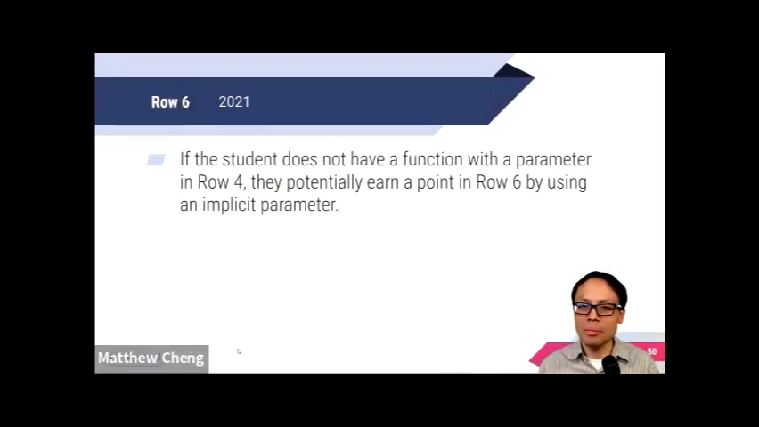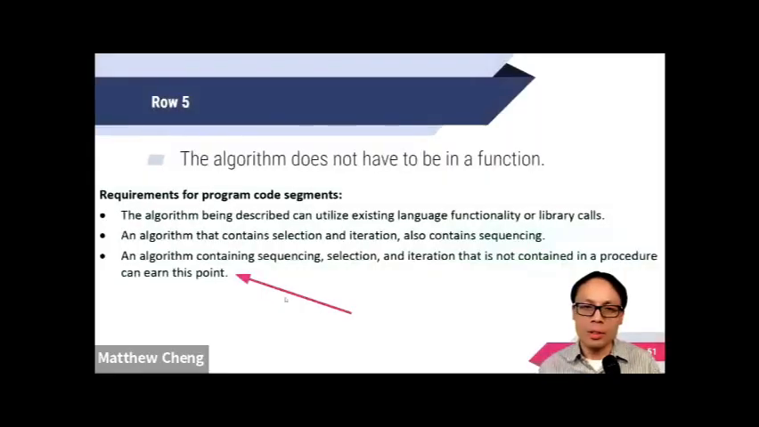I didn't necessarily see that many students still fulfill the criteria for row 6 when I was reading last year. So I'm not sure what's going to happen this year as well, but I didn't really see that students were able to get credit for row 6 with that part there. So if the student does not have a function with a parameter, which is the explicit bullet point in row 4, they can still potentially earn a point in row 6 by using this implicit parameter. So it's kind of like you lose 4, perhaps get 6.